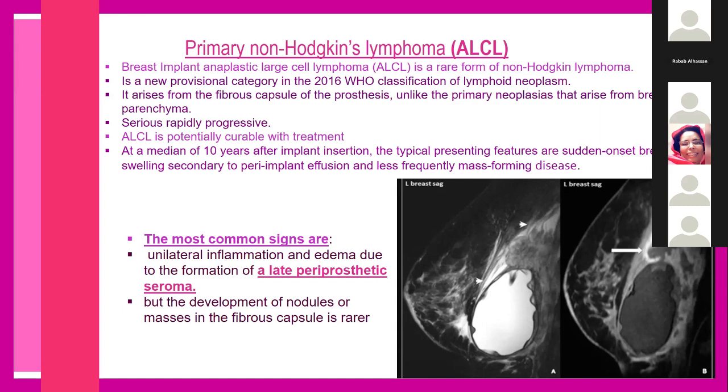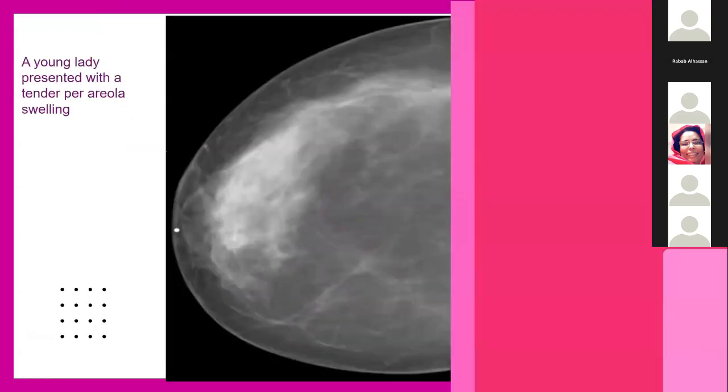And if there is any enhancement within that fluid, it will be suspicious. There is also a late periprosthetic seroma. This is one of the differential diagnoses, just idiopathic seroma. Okay. Another bonus: can you see any abnormality in this mammogram?